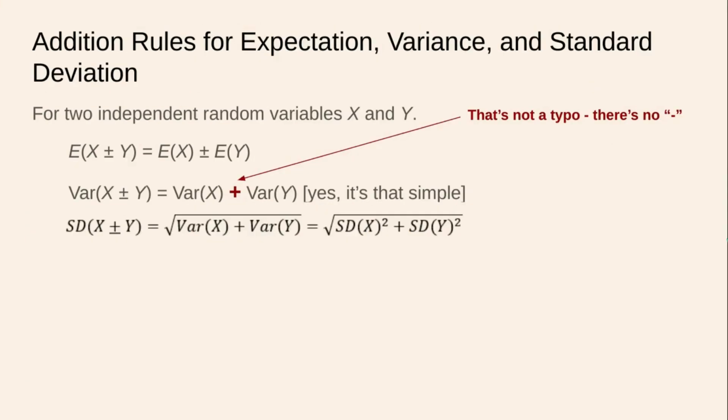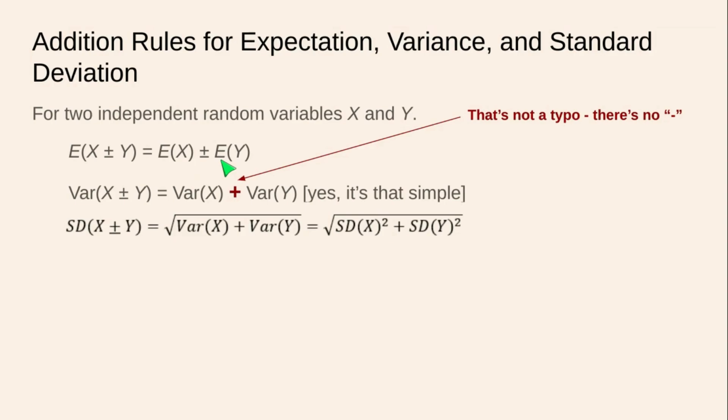Now we're on to perhaps the most interesting rules of all, the addition rules for expectation, variance, and standard deviation. For 2 independent random variables x and y, the expectation of x plus or minus y is equal to the expectation of x plus or minus the expectation of y. So again, not hard to imagine. What do we expect from a sum or difference of random variables? Well, it's the sum or difference of the expectations themselves.